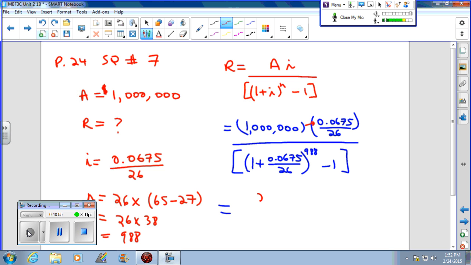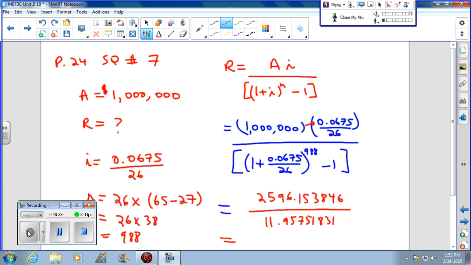It's 596,153.846, and we're going to try to keep that in the calculator as much as possible. Now, for the denominator, we've got to go through the same thing. It's basically 0.0675 divided by 26 plus 1 to the power 988 minus 1. And so we have that, which is 11.95751831. And we'll just divide those two out.